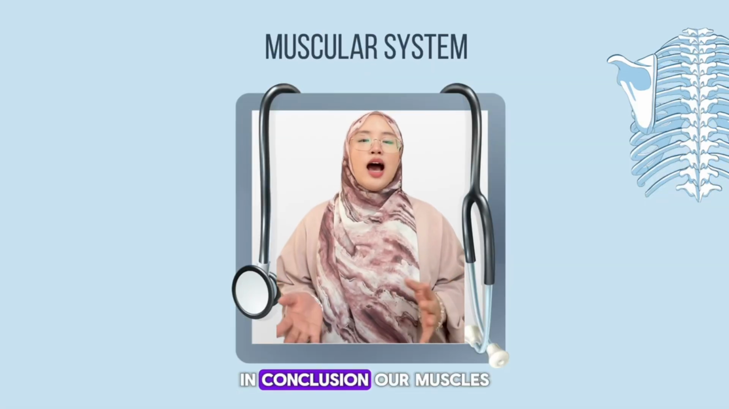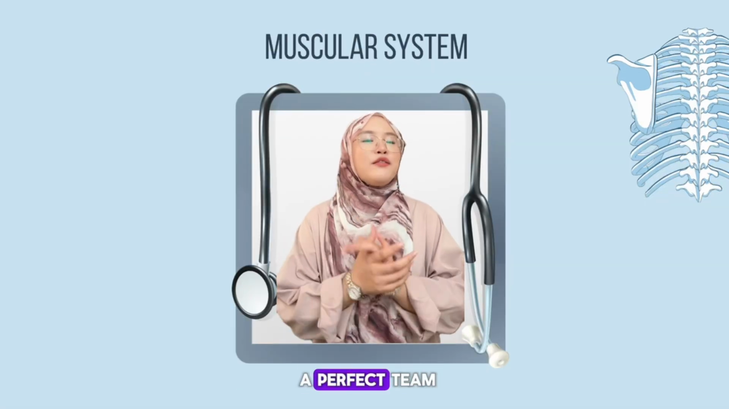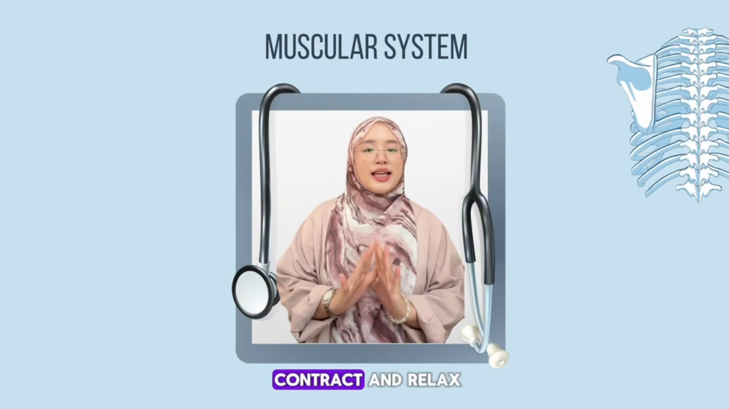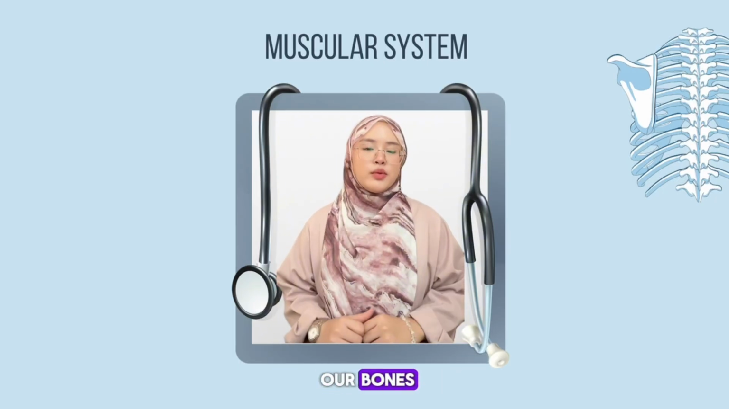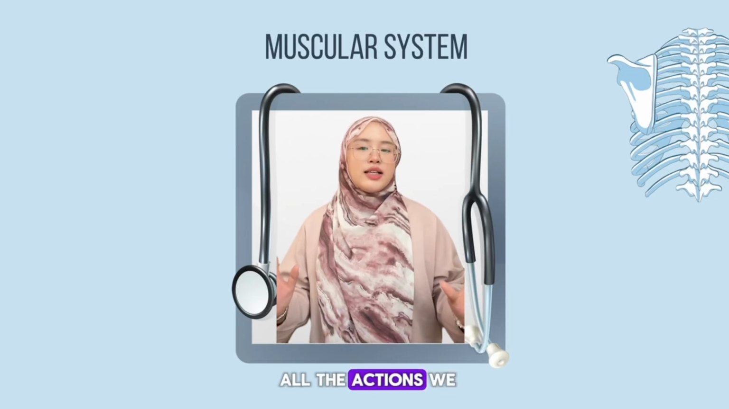In conclusion, our muscles and bones work as a perfect team by using nerves to contract and relax and tendons to pull our bones. Our body can perform all the actions we need for life.